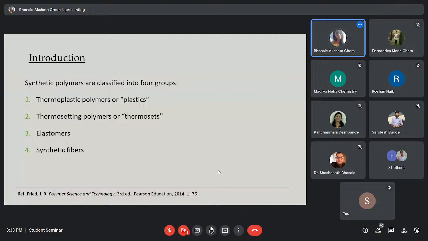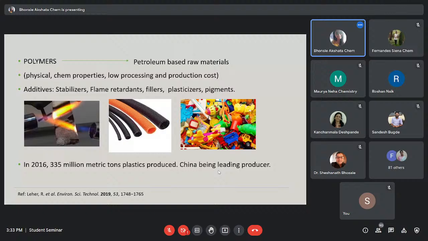But it is seen that most of the synthetic polymers in the environment are found to be of thermoplastic origin, which is why the environmental science community has chosen to refer to all synthetic polymers in the environment as plastics itself. So synthetic polymers are produced from petroleum-based raw materials. And as I've said, their vast and wide utility and production is based on their physical and chemical properties, which are definitely beneficial. And also due to their low processing and production cost, they find the popularity that they do.